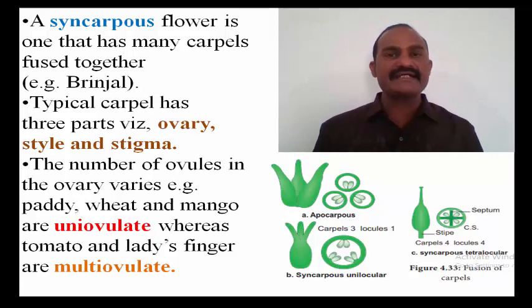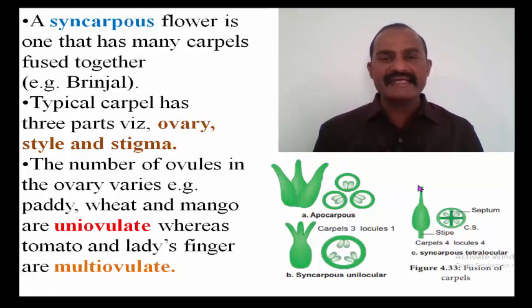As far as a typical carpel is concerned, it consists of three components. Here you can see the first one, the ovary, which is just above the thalamus, then an elongated stalk-like structure called the style, and at the tip of the style you have the stigma. The number of ovules present in the ovary varies greatly.